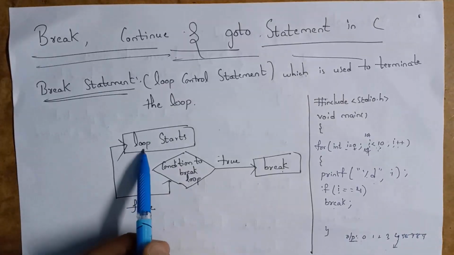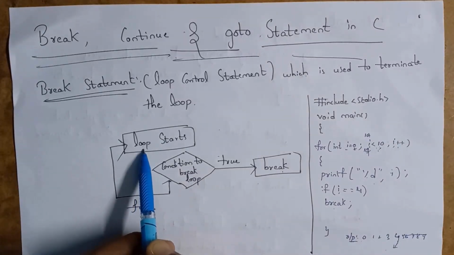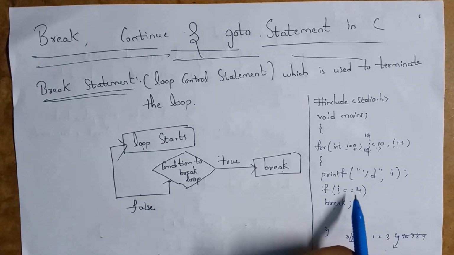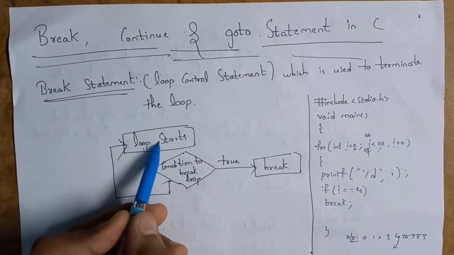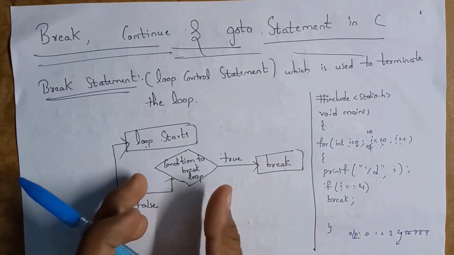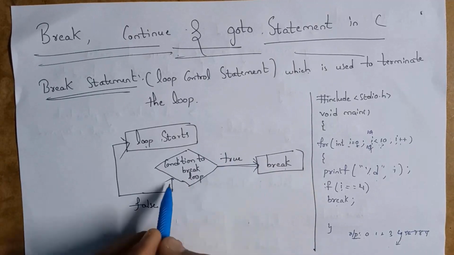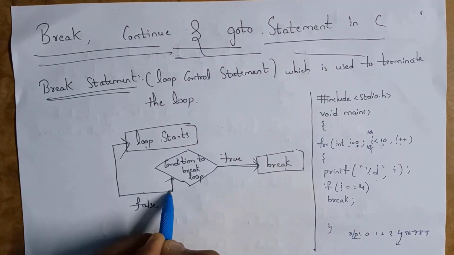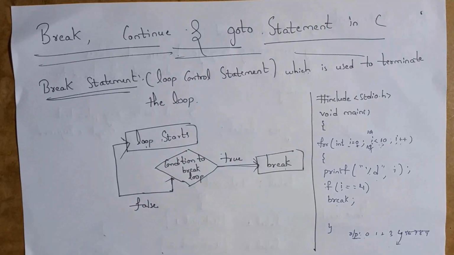I am starting a loop, and inside this loop I am writing a condition in order to break the loop, like if I equal to 4 break. So inside the for loop I am writing a condition to break the loop. If this condition is true, then it will break the loop, else if the condition is false, then it will continue this loop. This is flowchart for break statement.